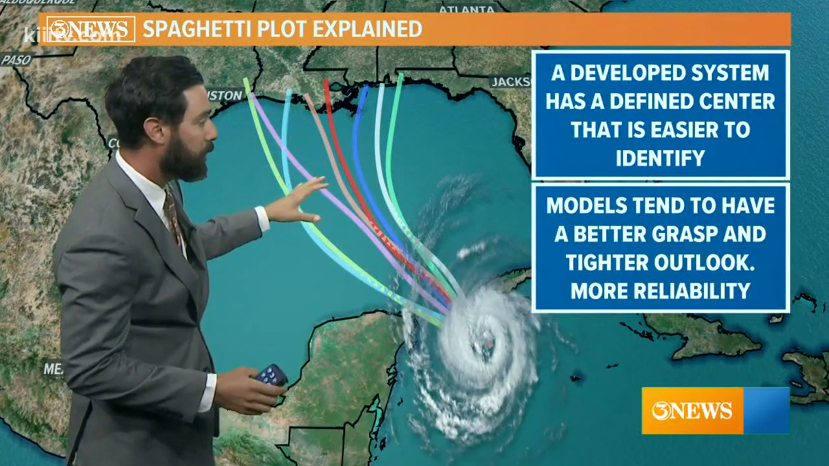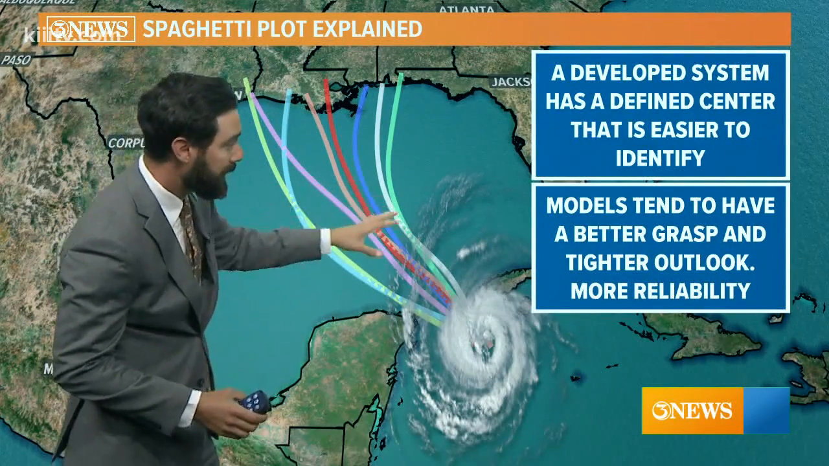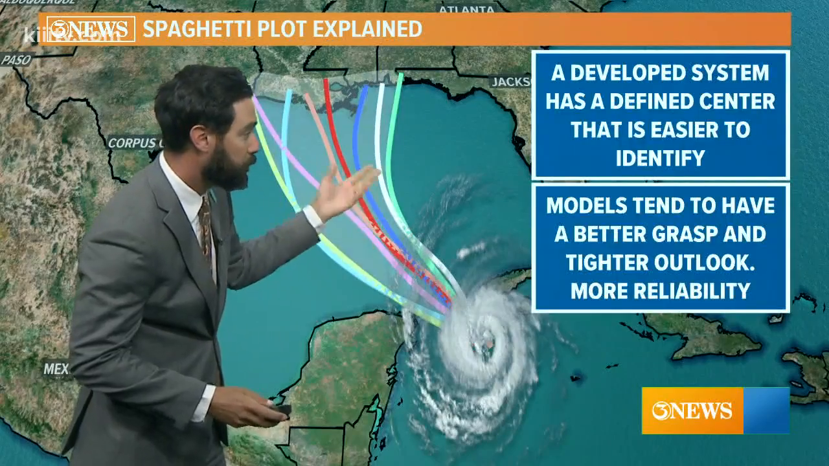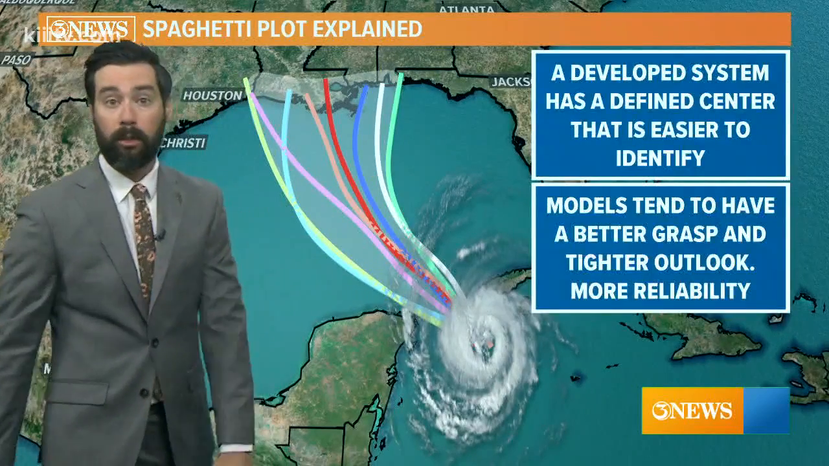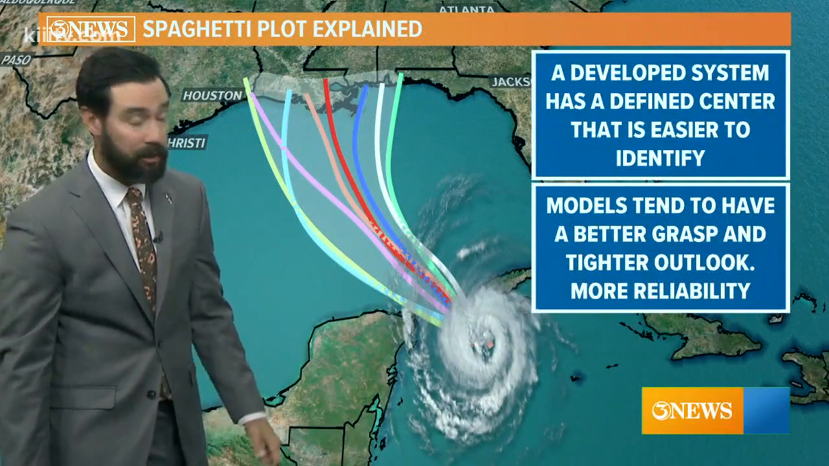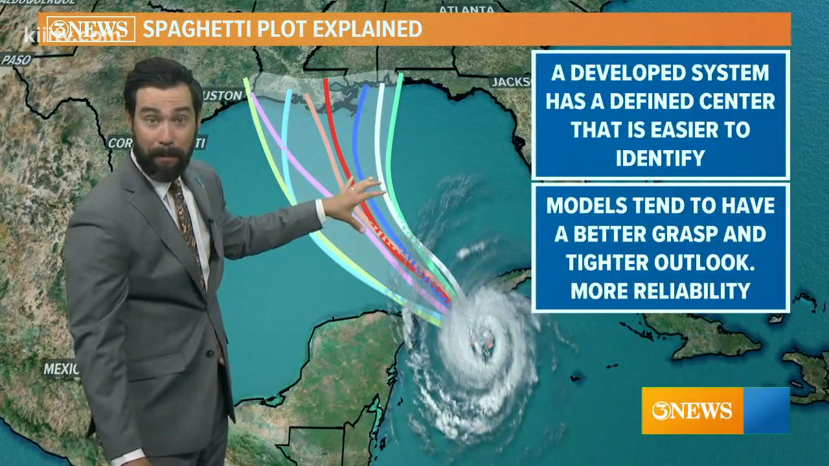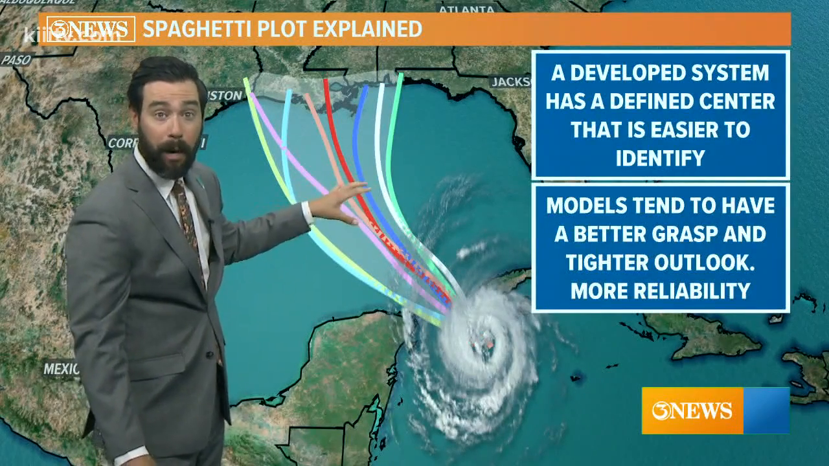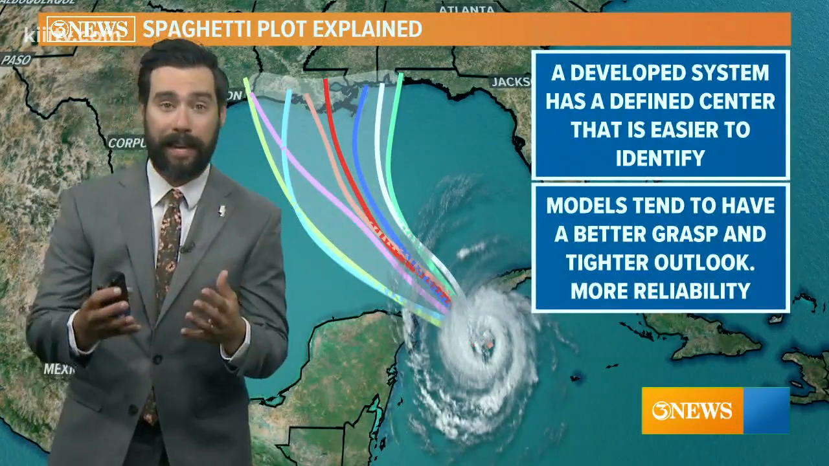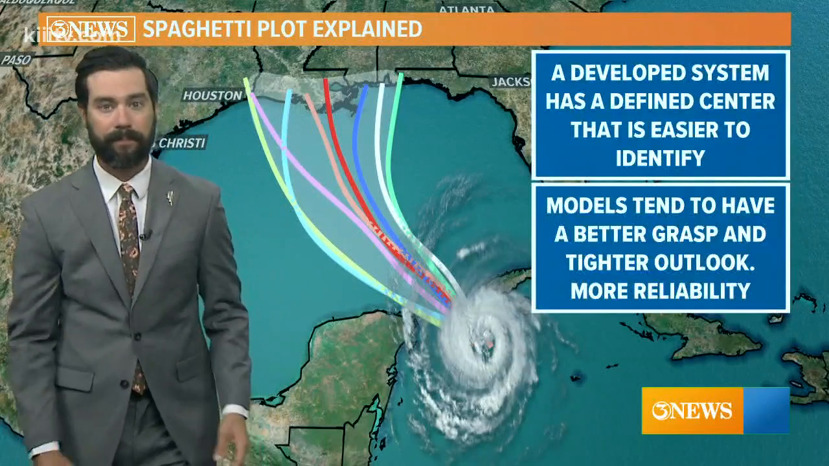There's much better reliability. And what we'll see happen at this point is that the trend on these models will start to key in on specific areas. So when you see the spaghetti that's still in the bag on a spaghetti plot, much more reliability when you're looking at data like this.